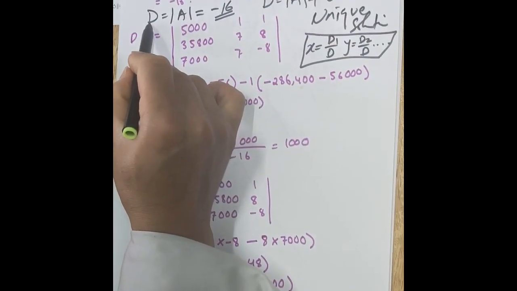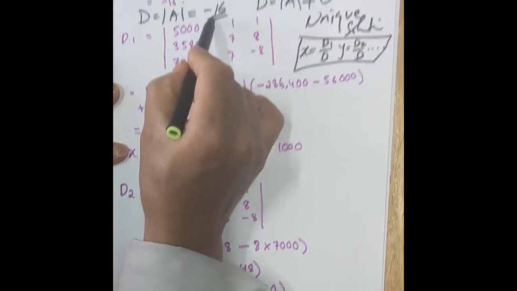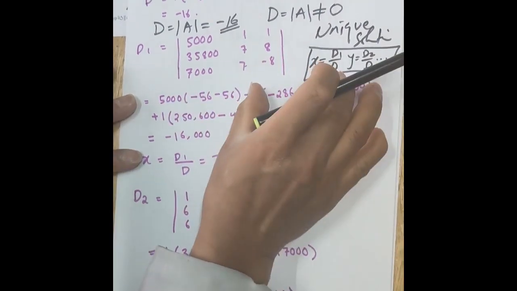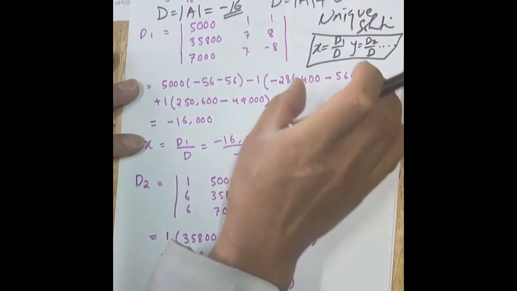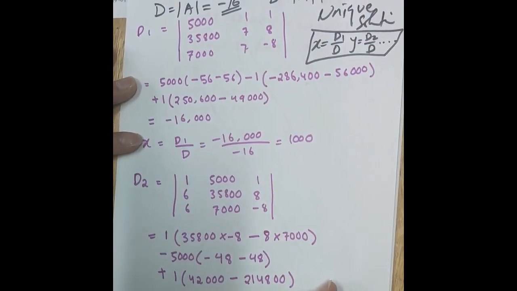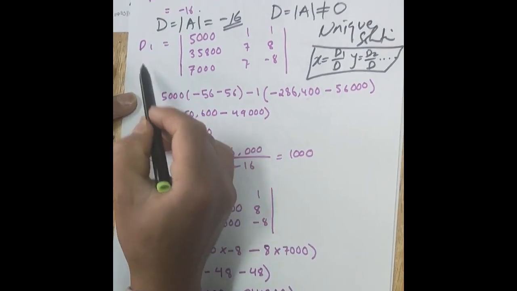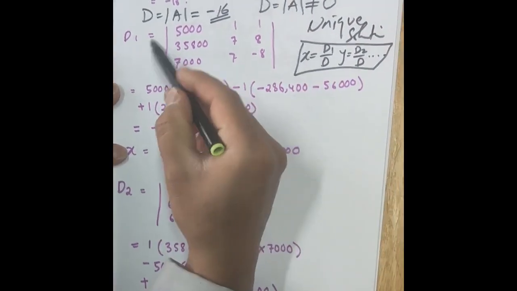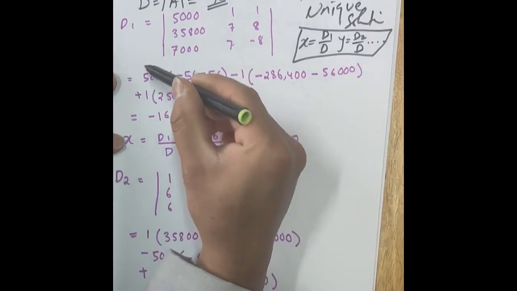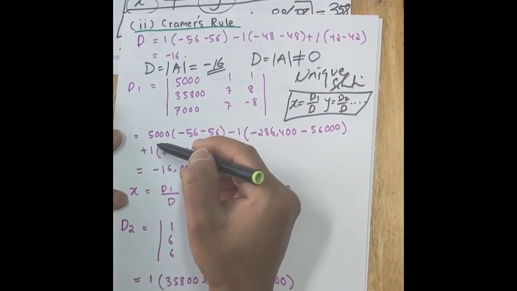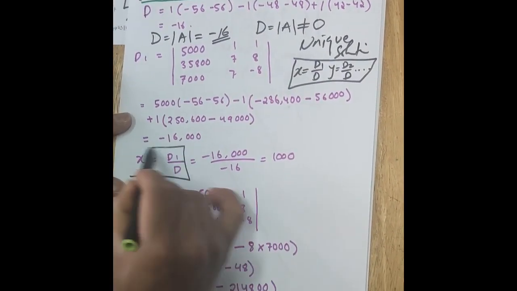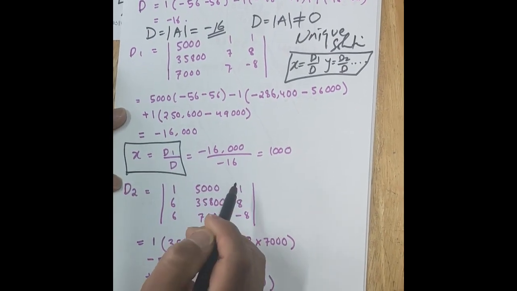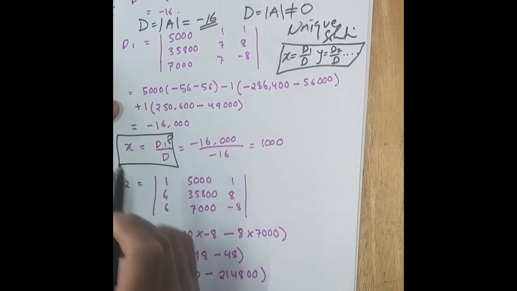Since the determinant of our coefficient matrix A is negative 16, it means that this system of linear equations has a solution. So you have to find the values of x, y and z. In this case we have three variables x, y and z. To do that, you can obtain the value of x using the formula d1 divided by d. So you have to find the value of d1.